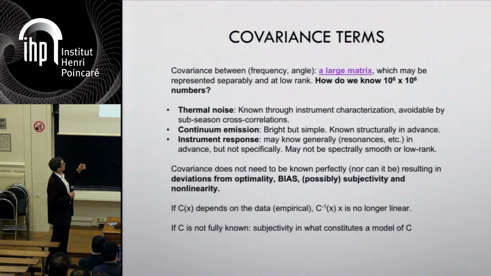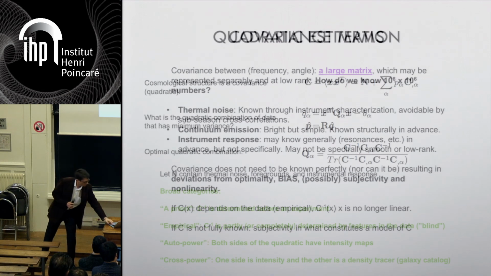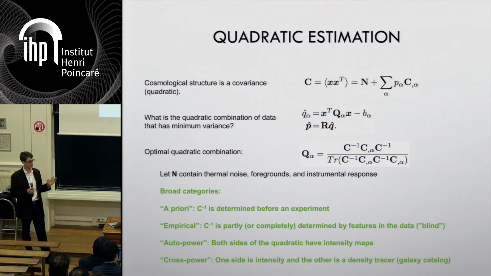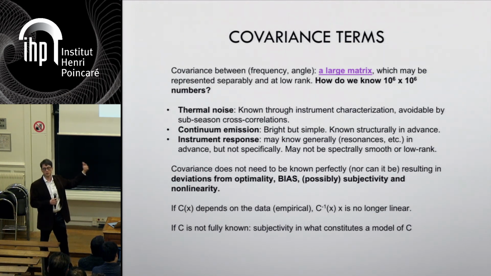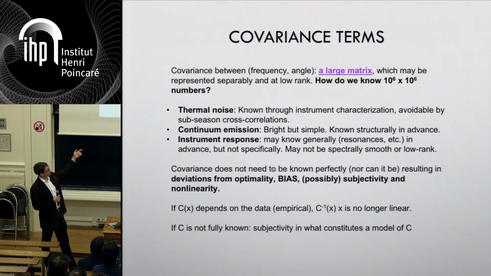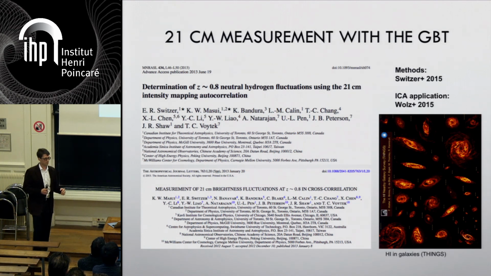So if we look at what happens if the covariance is known imperfectly, well, on the one hand, in this estimator, it just departs from optimality. So long as we have a best effort at estimating the covariance, that's not a big issue. I think the big challenge here is in the bias that you have to subtract off, which depends on a model of the covariance. So if that model is incorrect, you can have additive bias, for example, to the power spectrum. Next, if the covariance has terms that are estimated from the data itself, I'll say more about what I mean by this later, but it adds some level of subjectivity and nonlinearity. So nonlinearity in the sense that C inverse times X is no longer linear in X if C itself depends on the data.